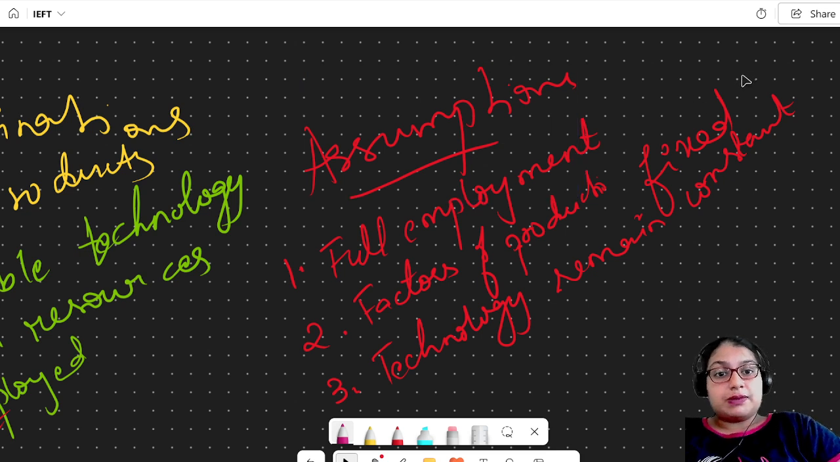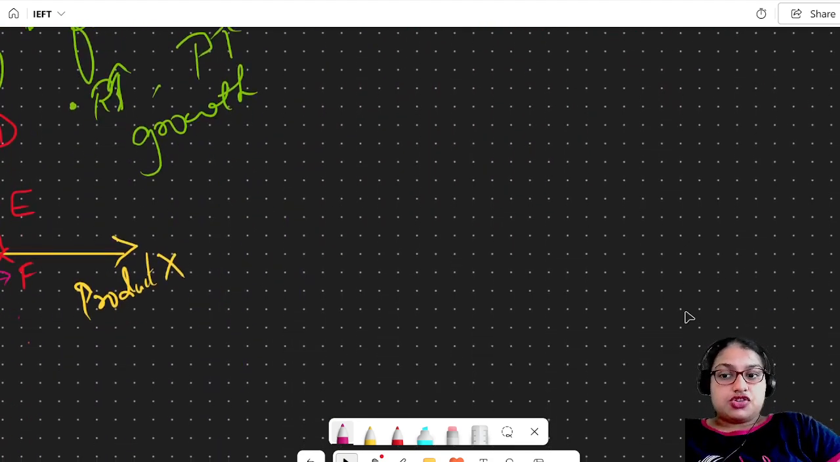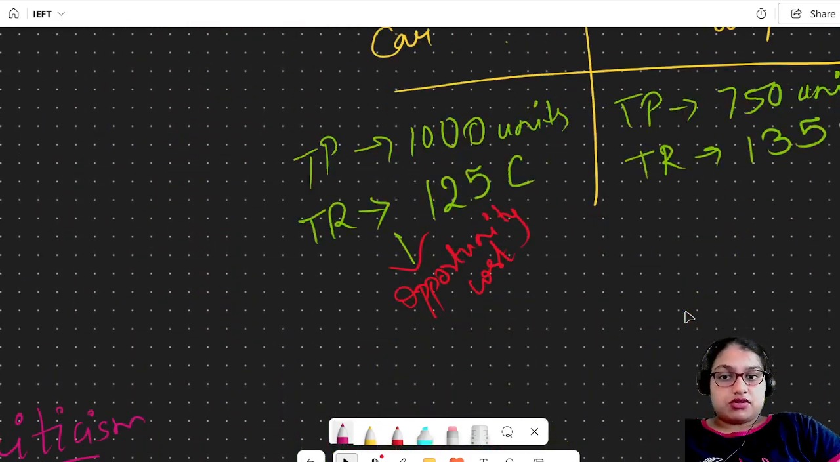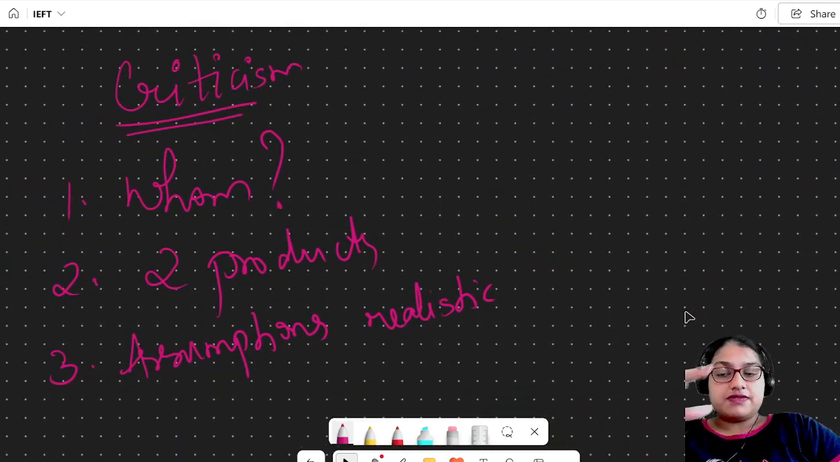Is there a nation which is fully employed? No. The factors of production, can they be fixed? No, it is not possible. And technology always advances, there will always be changes. Along with the technology, we have to keep on moving, right? Otherwise, we'll be kicked out of the field. So these assumptions are not realistic. So that is the criticism for PPC. Three things: we do not know for whom we are producing, so the answer is not given to the problem of for whom to produce. It is only possible for comparison between two products, and the assumptions are not realistic.